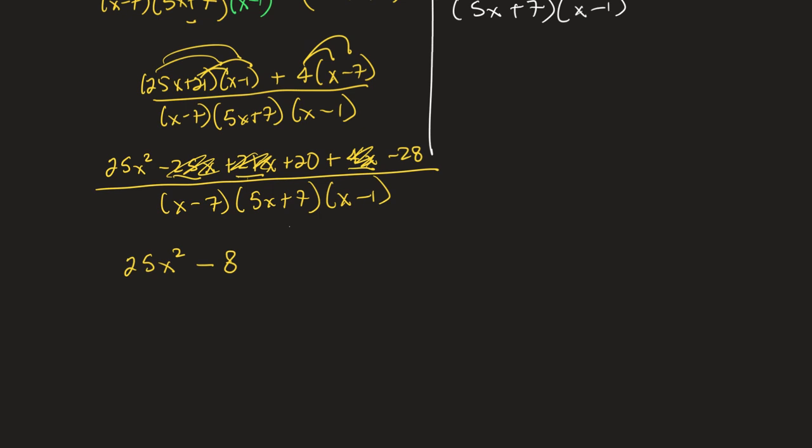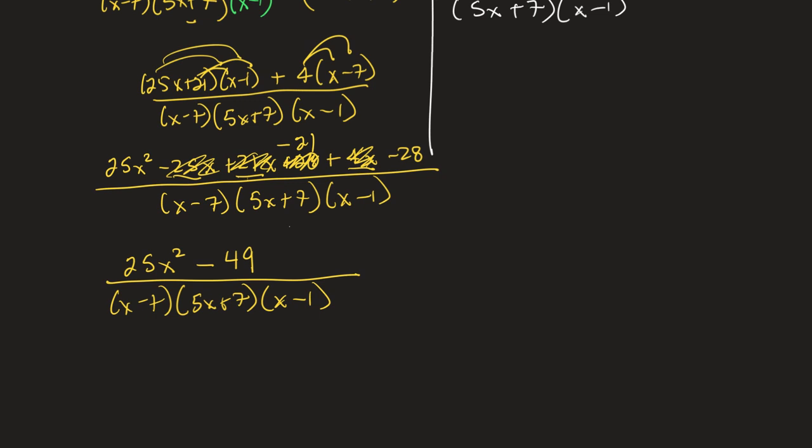Did I do something wrong up top there? Let me look. 25x squared minus 25x plus 21x. That should be minus. This should be a minus 21. Whoops. Okay, and a minus 21 and a minus 28. I think I have everything else right. Minus 21 and a minus 28 comes out to a minus 49. All over x minus 7, 5x plus 7, and an x minus 1.